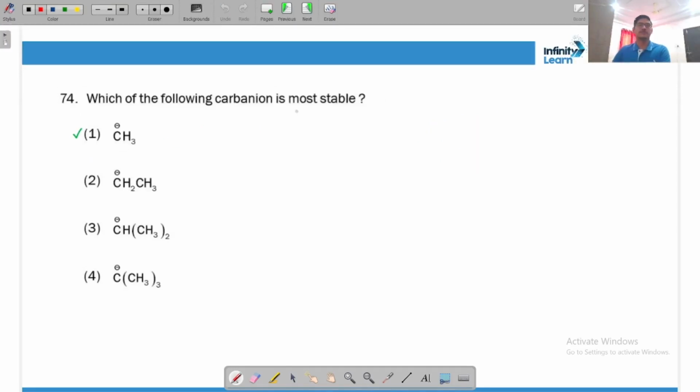Which of the carbanions is most stable? Carbanions have negative charge and alkyl groups are electron donating, which is not favorable. So the lesser the number of alkyl groups, the better it is. So methyl, CH3 minus carbanion, is the most stable carbanion, okay?